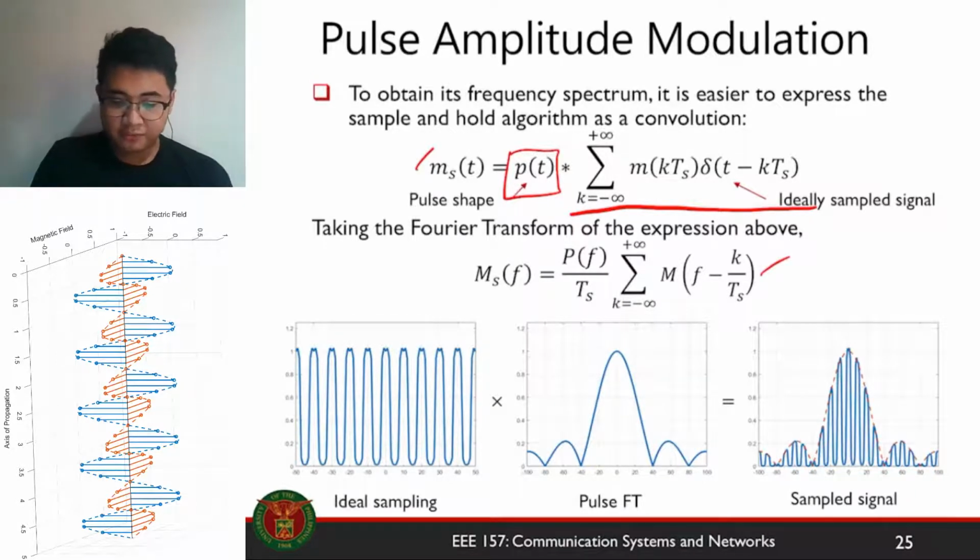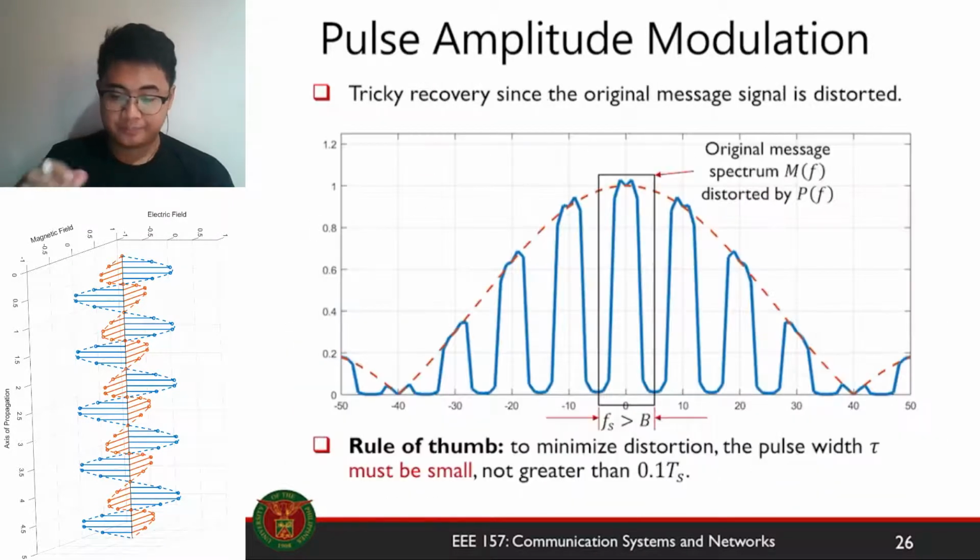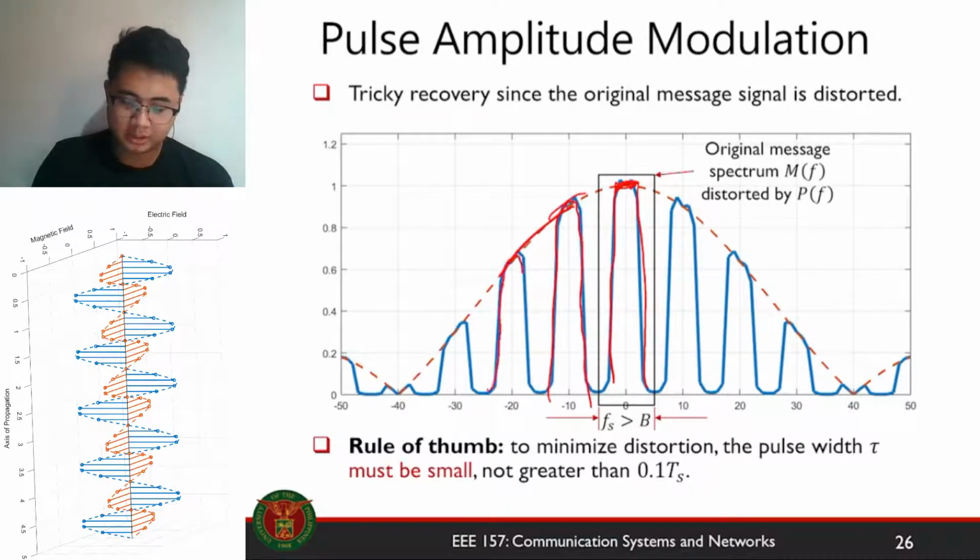So if p of t right here has this shape, it's a sinc function, and this is your ideally sampled signal's frequency spectrum. You multiply that, and you get this sampled signal right here. Let's zoom in on that. Compared to your natural sampling, your original signal here is actually distorted due to the shape of your pulse in the frequency domain.